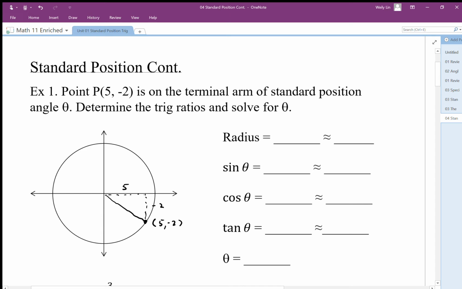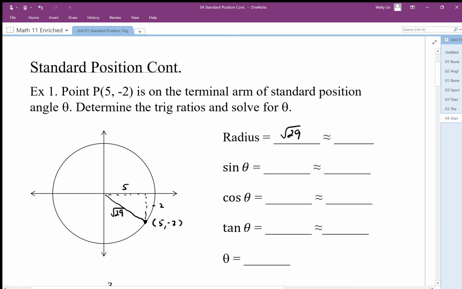So the first thing it's asking for is the radius. So we're going to use Pythagoras. And since we're given two sides of the triangle, we want to leave this in exact values. So we're going to do the square root of 5 squared plus -2 squared, and that's going to be square root 29. So square root 29 represents the radius, and we want to use that exact value.